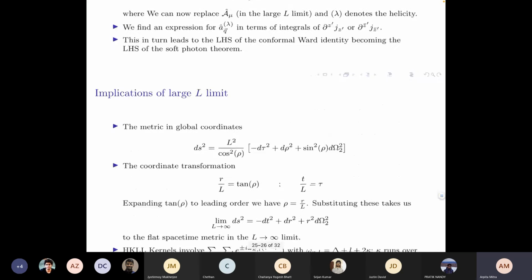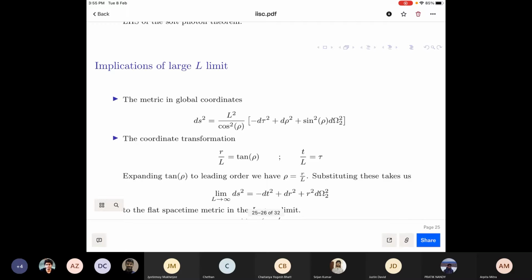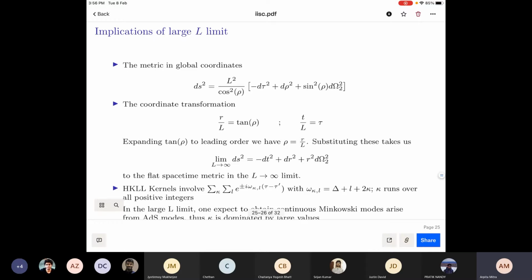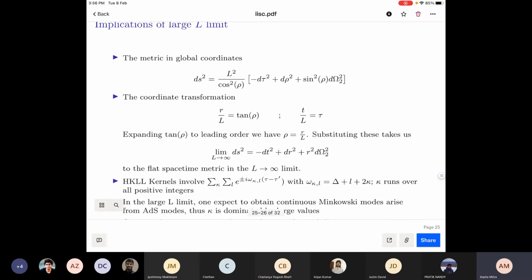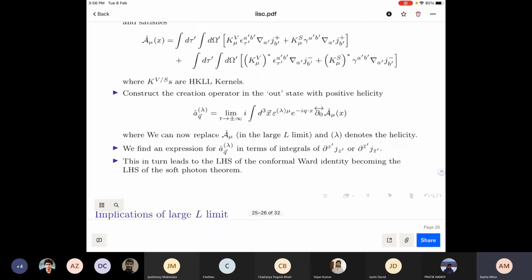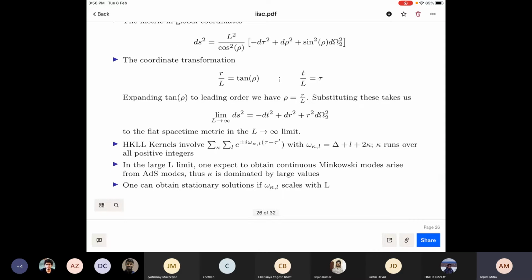So now I will briefly explain what the implications of the large L limit are. If we start with a metric in global coordinates, and then introduce a coordinate transformation, we can see that in the large L limit this metric goes like a flat metric. And the HKLL kernels I showed in the earlier transparencies involve factors which go like e to the power plus or minus i omega_kl (tau minus tau prime). We know that this omega_kl is discrete, because AdS behaves like a box and the spectrum is quantized.